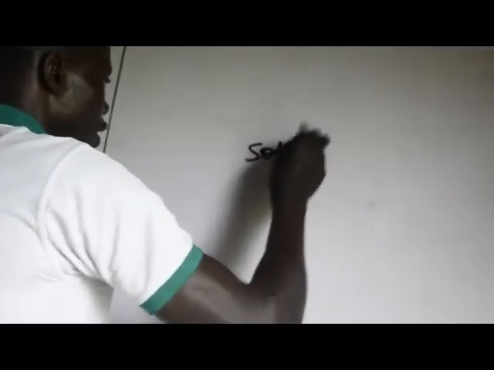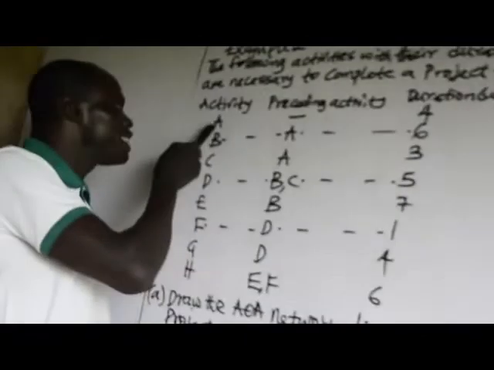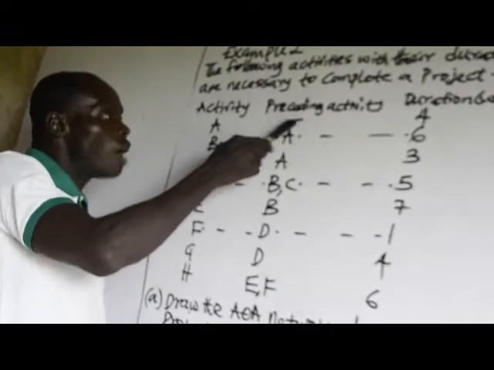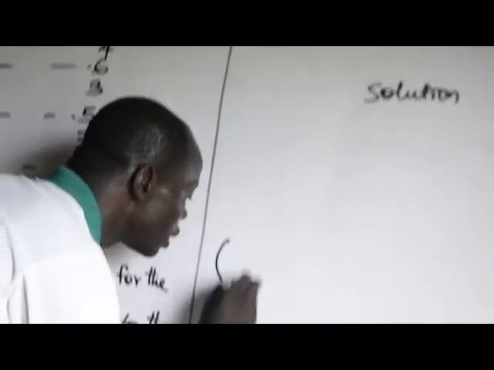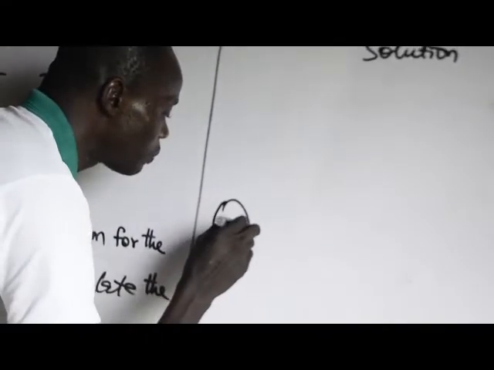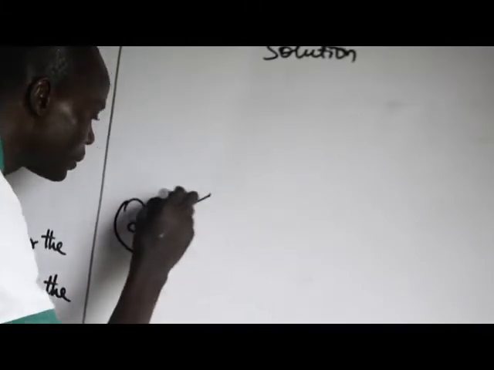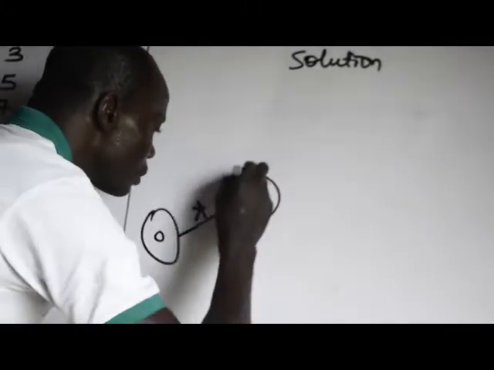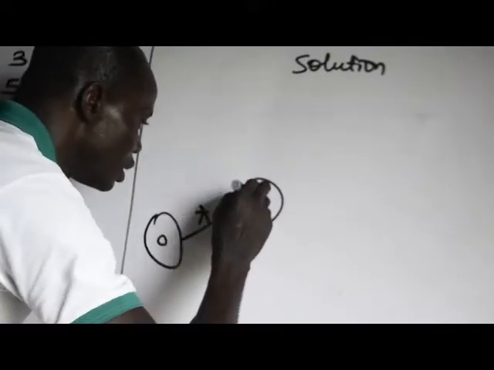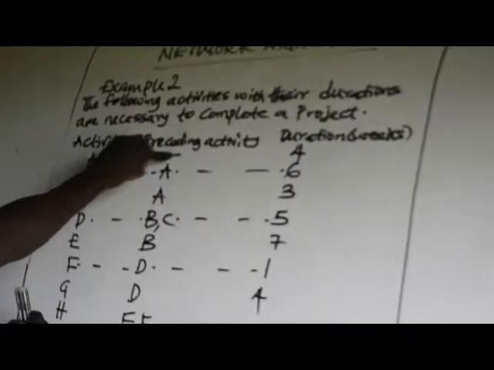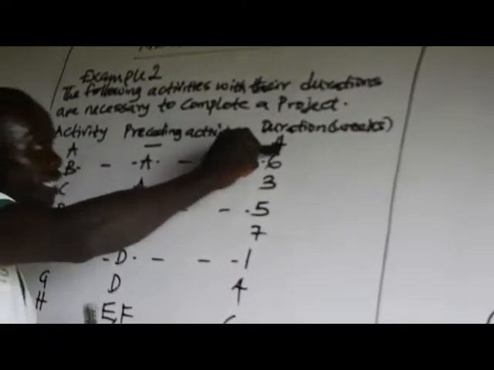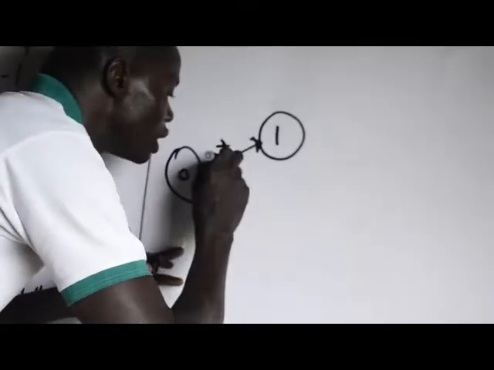Solution. The first thing, you have to identify the offshoot. The first activity is activity A. The offshoot of activity A is nothing, and our nothing we used to have as 0. Now event 0, then we have activity A. This is number 1. A is preceded by nothing and the duration is 4 weeks. Now let's put that duration, 4 weeks.